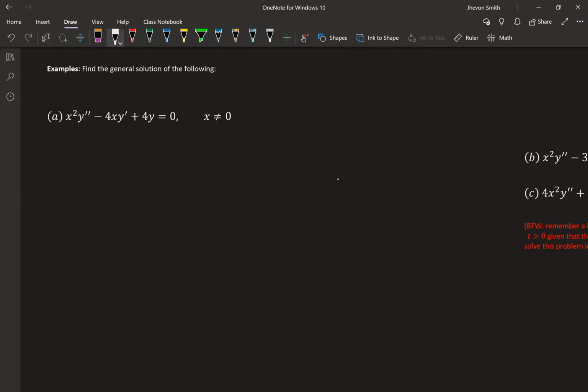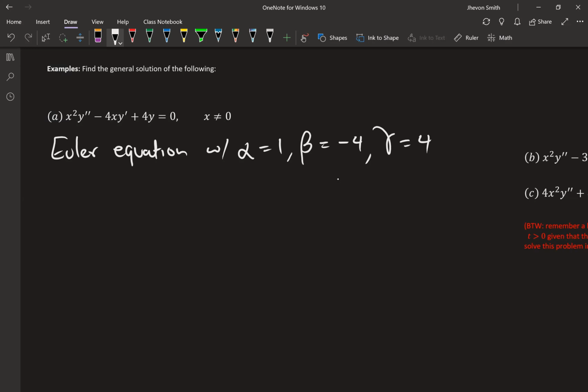So here, notice that I have the x squared term on the y double prime, the x term on the y prime, and the constant term on the y. So this is like an Euler equation, with my alpha equals 1, my beta equals -4, and my gamma equals +4.